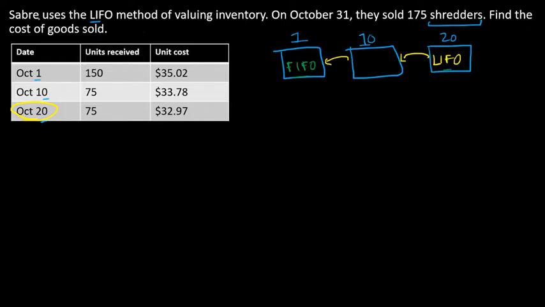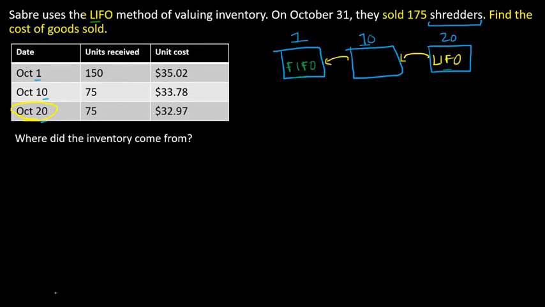So if we're looking, it says Sabre uses the last in first out method of valuing inventory. On October 31st, they sold 175 shredders. Find the cost of goods sold. So once again, key is that we're finding the cost of goods that we sold and that we're using the last in first out method. Also important to know that they sold 175 shredders. Okay? So I need to figure out, just like before, where is this inventory coming from?